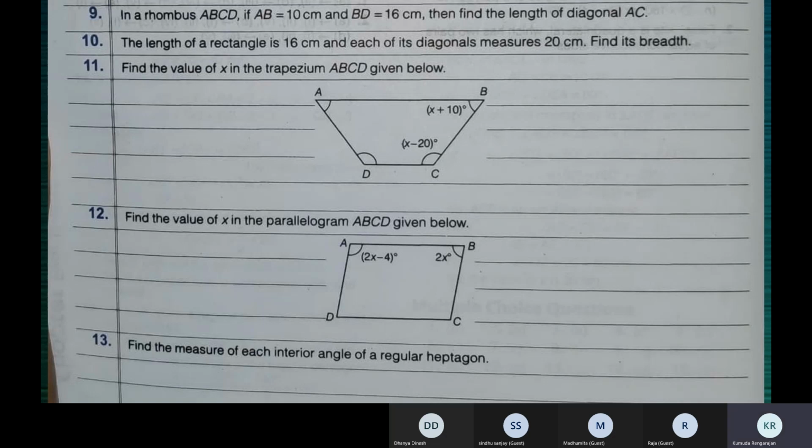Draw a rectangle. You can call it ABCD or PQRS. And the length is given to be 16 centimeters, so mark the length 16. Each of its diagonals is given, so mark that. You can join one diagonal, that's enough. You don't have to show both diagonals, just join one of the two, and that is 20. Find its breadth.